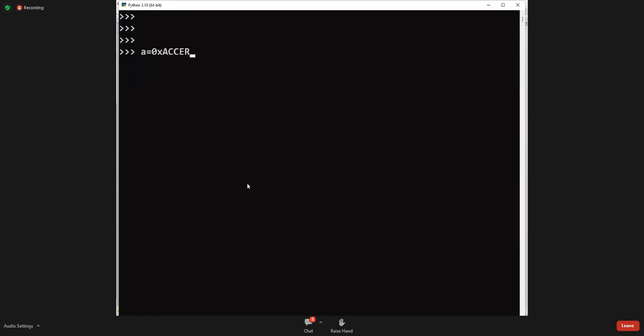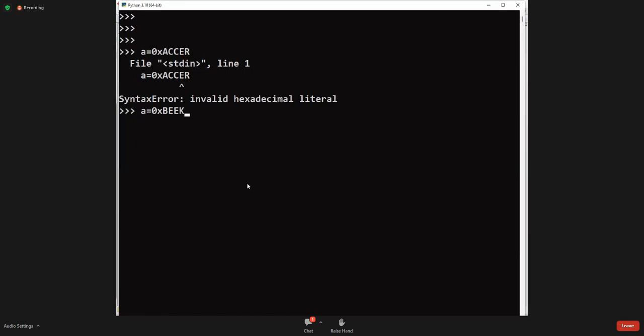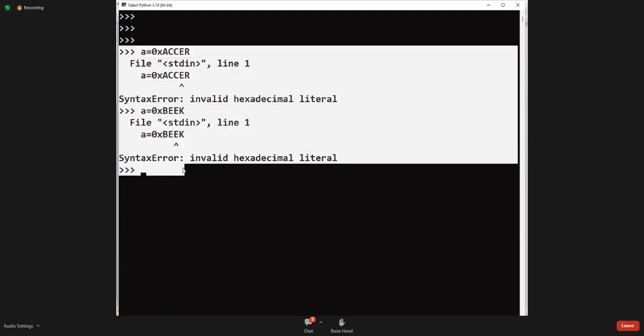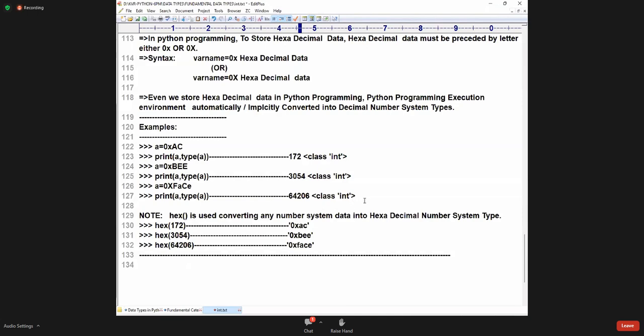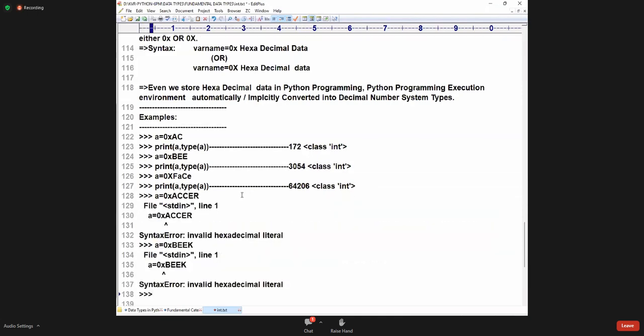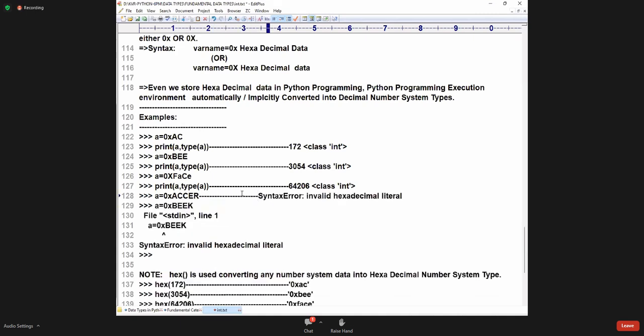Invalid. Very good. Why invalid, students? Very nice. R is not a hexadecimal digit. R is not a hexadecimal. So now I am going to take something like a = 0xBEEK. It is also invalid. So those examples also I will put here. Along with the normal outputs, error-related ones also I'll post.